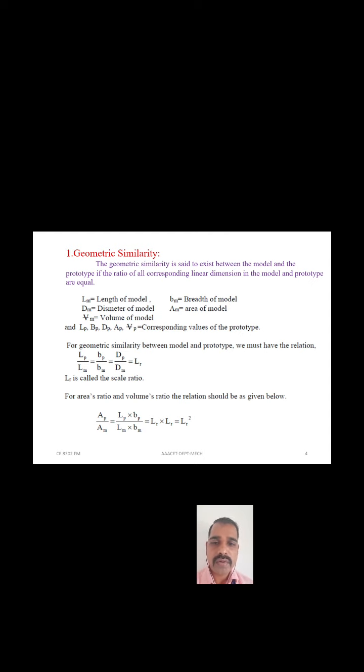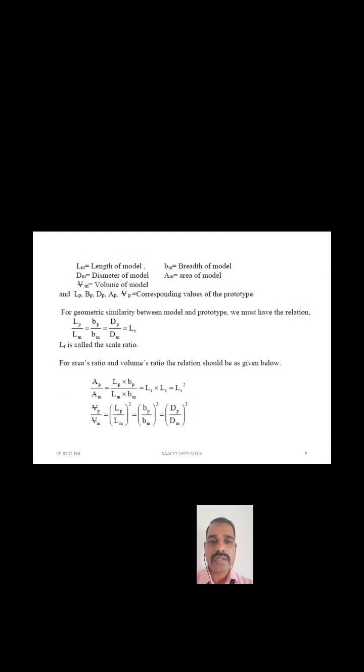Then we are going to see the area ratio and volume ratio. The area ratio is denoted by LR square, in meter square. So LR square is the area of prototype by the area of model. It is length into breadth, for the model as well as the prototype, right? Then the volume scale ratio is denoted by VR, the volume ratio, which is LR cube, right? LR cube, volume.